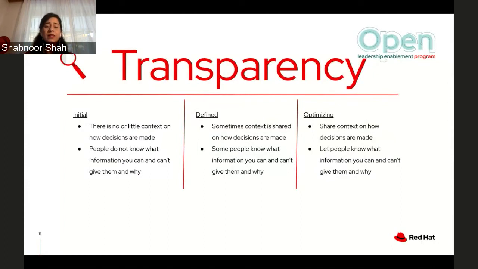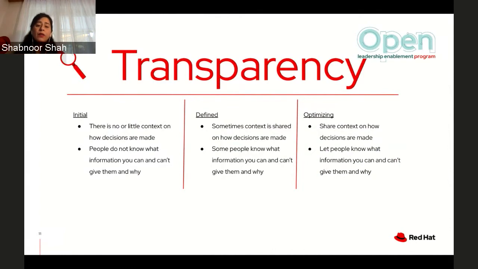And these levels, as you can see, include the initial level of transparency, where there is no or little context provided, and people don't really know what they can or cannot share and where they stand. The second level is the defined level of transparency, and this is somewhere an in-between sort of state, with ambiguities, and could be very subjective. It definitely is not a definite level of transparency. The third level is the optimized level of transparency, where decision-making transparency is part of a team culture as a norm. And here the expectations around the context sharing and clarity are clearly defined and well established.